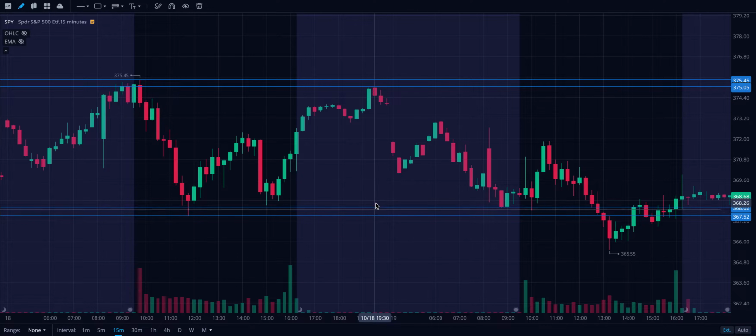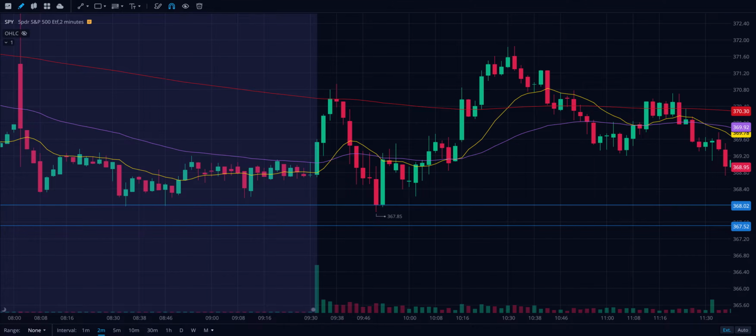Today, I only had the levels on. I was watching the high and the low of yesterday, and I was watching the overnight session's high and low. Those are my main two areas I was watching. So now, this is today. We're on the 2-minute time frame.